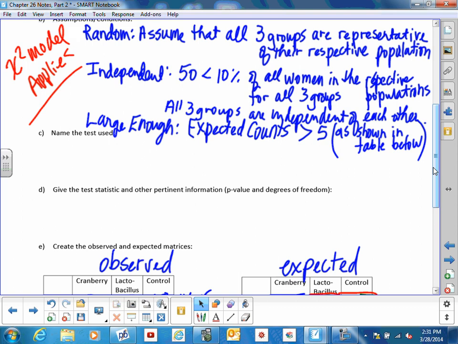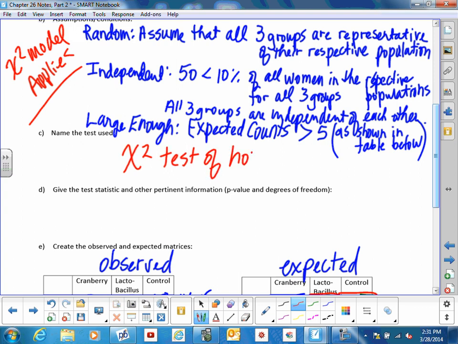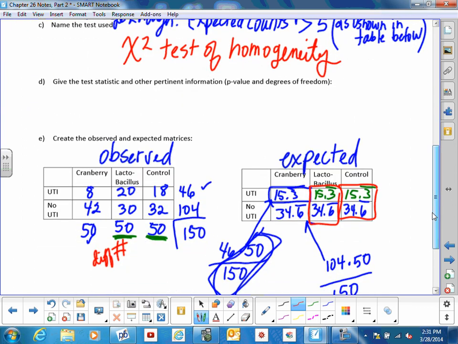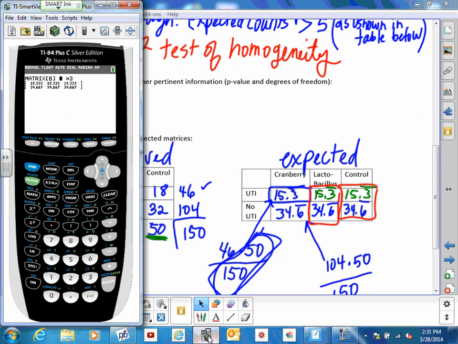What test will be used? The chi-squared test of homogeneity. All right. And so now, we're going to get the statistic and other pertinent information, our p-value, our degrees of freedom, and we are going to use a calculator for that. I don't actually even know if I know how to do it by hand. I think it's one of those ones where it's like crazy weird computations, so we just let the calculator do it for us. So here we go.